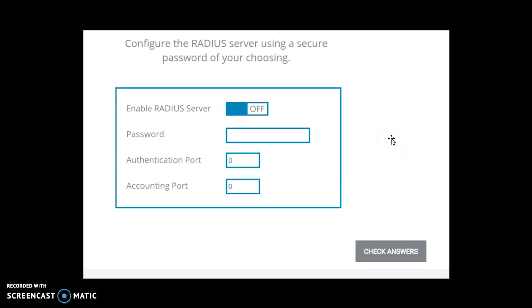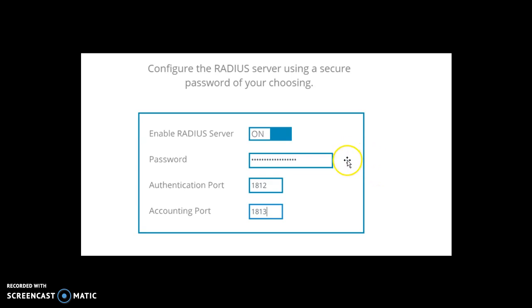Configure the RADIUS server using a secure password of your choosing. So obviously, the first step is we're going to enable the server. You have to choose a password for it, authentication port, and accounting port. We talked about it earlier with the WPA2 system with Enterprise, how we're going to configure that stuff. So for the password, I used a 12-character password using caps and also some numbers, and ended it with symbols too. But the authentication port is always going to be 1812. The accounting port is going to be 1813.